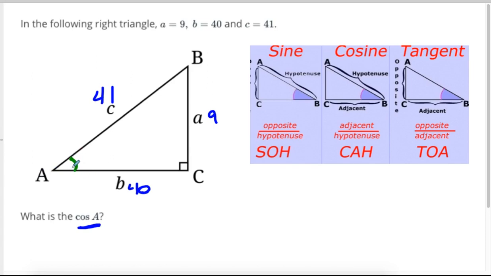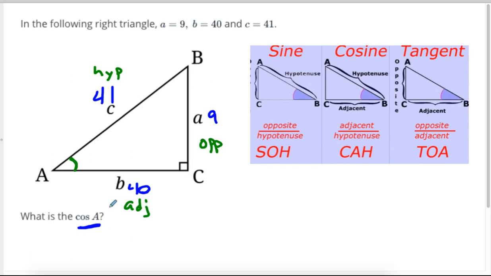So with respect to this angle, A, side A would be the opposite side. Side C, since it is across from the right angle, is the hypotenuse. And then side B, the 40 here, is right next to the angle. So this is the adjacent side.